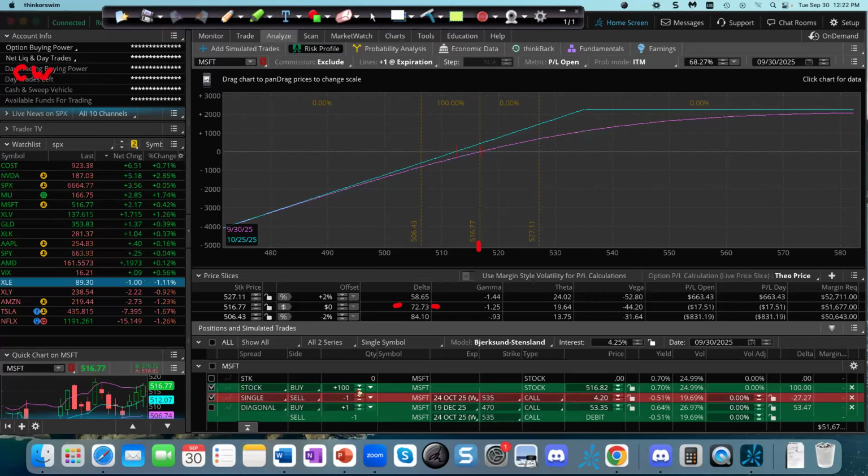you have to buy 100 shares of Microsoft, which is going to be around $51,000, because the stock is $516.69. And you could reduce it by the amount of your short call, which is $4. So let's just call it $51,000 to do one covered write. That's how much capital you would put up to buy 100 shares of stock and sell one out of the money call at 535.